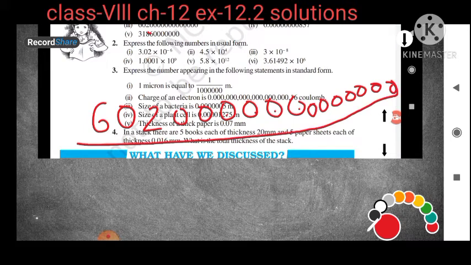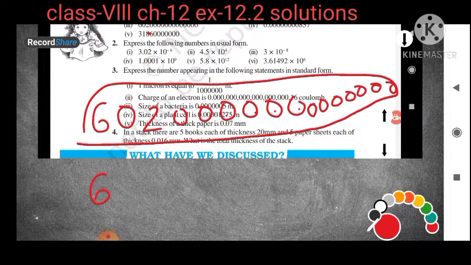Now in this question there is no decimal, isn't it? To write this in standard form you will put a decimal. How will you put the decimal? Right after one number. So what will you put? 6.02.